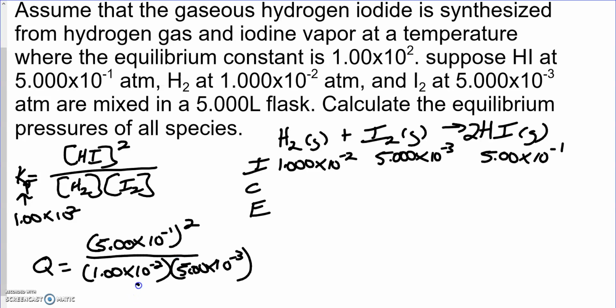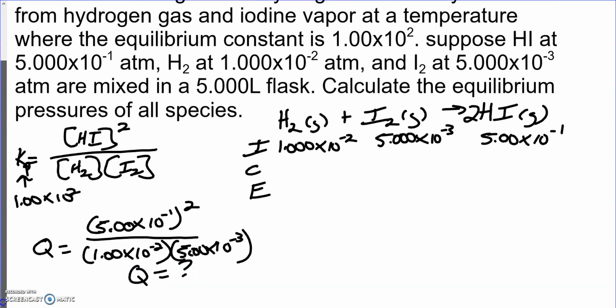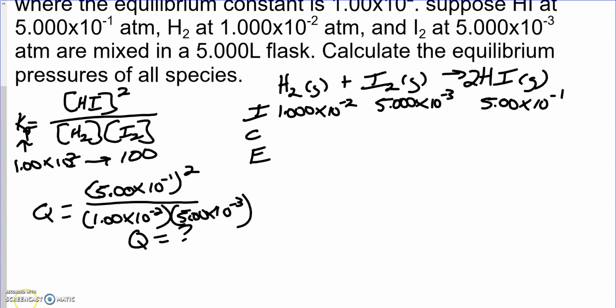So take a second and solve for your Q value really quickly, and I want you to try to predict which direction this reaction is going to shift. Okay, so when I go through and do this math, what I'm getting is my Q is 5,000. And if we want to think about K, KP is 100. How does Q compare to K? Well, K is significantly smaller than Q.